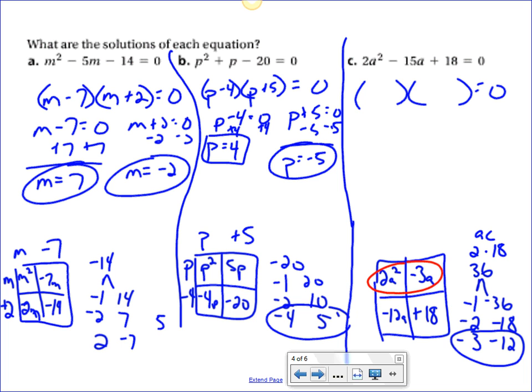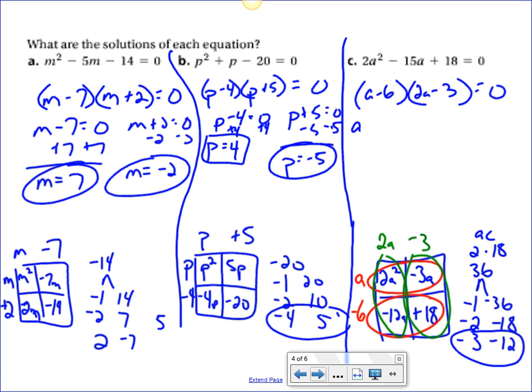I look for what's common here, and I know that's an a. What's common here? That's a negative 6. I would factor out. And then common this way would be a 2a. Common this way would be a negative 3. If I check all my boxes, they all work. So I've got my two factors, an a minus 6 and a 2a minus 3.